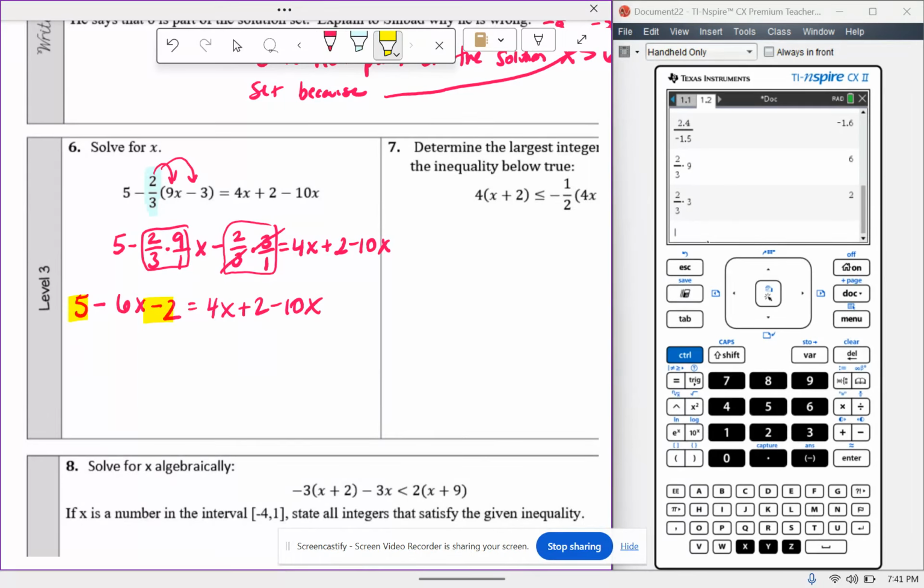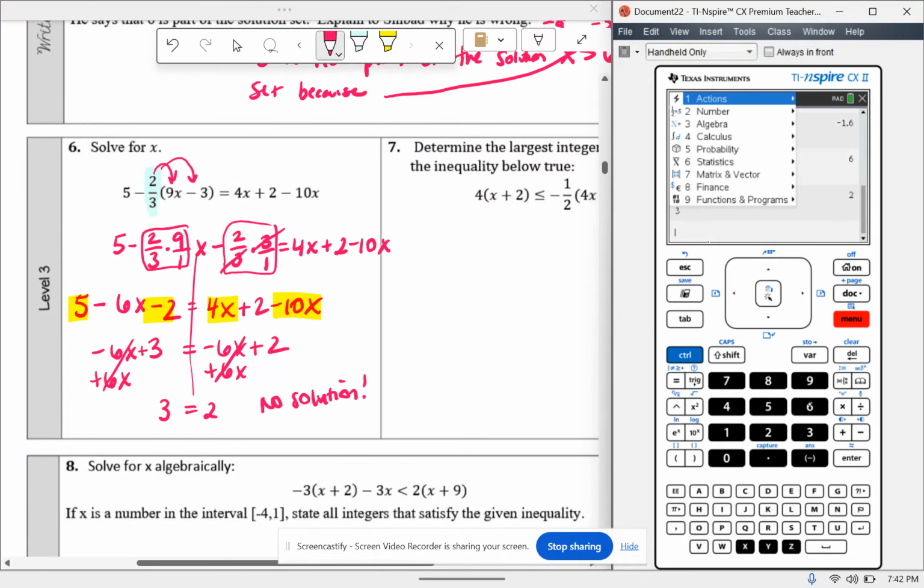5 minus 2 is 3. And then 4 minus 10 is negative 6x. And now I'm going to sort. Okay, anytime the x's are canceling and you get 3 equals 2, that means there's going to be no solution. Let's check it in NSolve and double check that that's what's supposed to be happening.